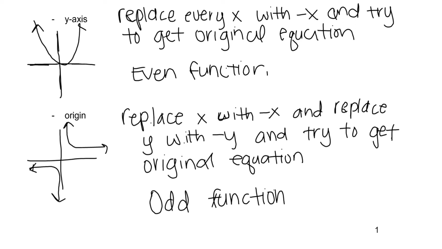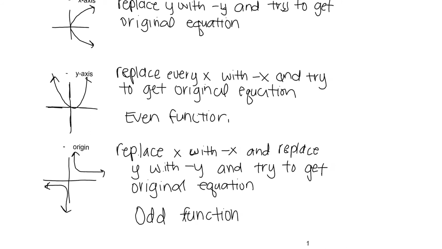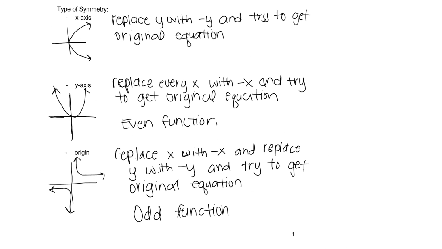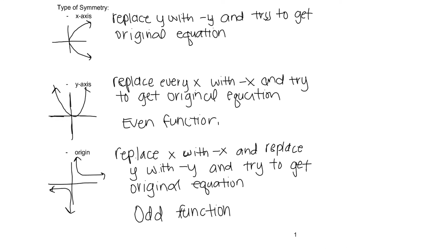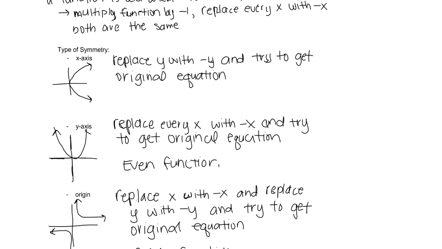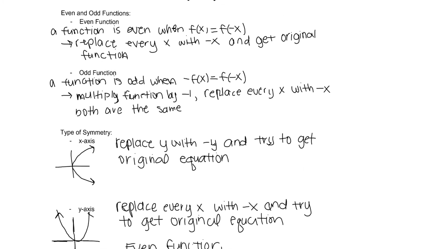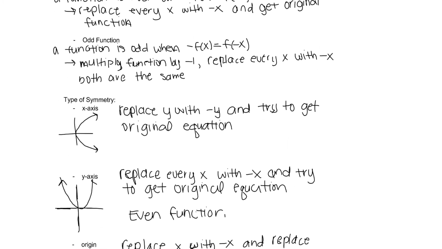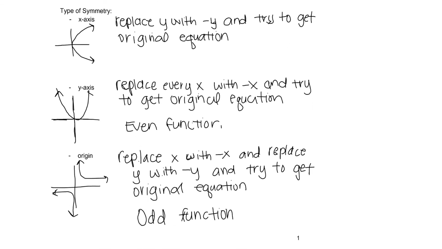Even functions are symmetric about the y-axis, and no function is symmetric about the x-axis because it would fail the vertical line test. One thing I should make clear is that a function cannot be both even and odd, which means by definition a function can't have both y-axis and origin symmetry. So it can't have a function that's both symmetric about the y-axis and the origin.